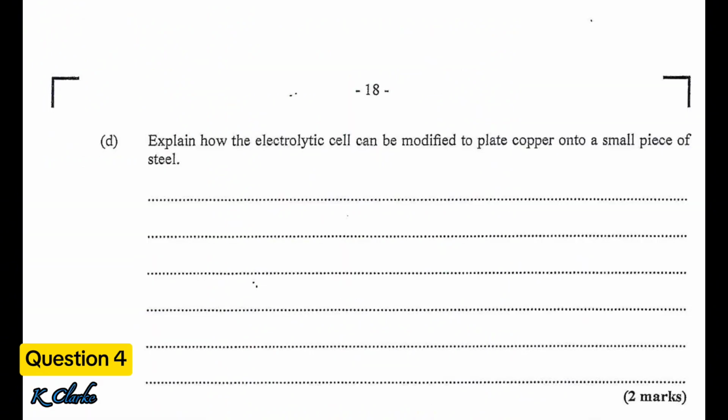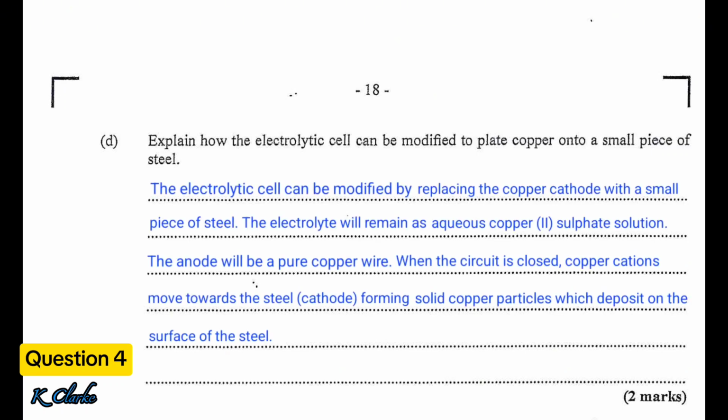D. Explain how the electrolytic cell can be modified to plate copper onto a piece of steel. The electrolytic cell can be modified by replacing the copper cathode with a small piece of steel. The anode will be a pure copper wire. When the circuit is closed, copper cations move towards the steel, which is the cathode, forming solid copper particles which deposit on the surface of the steel.